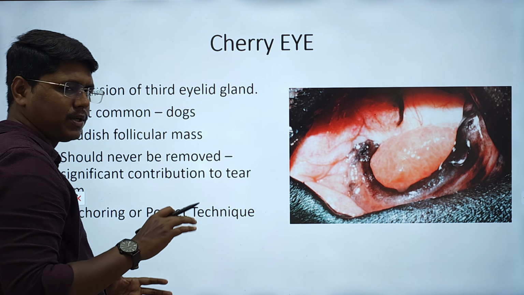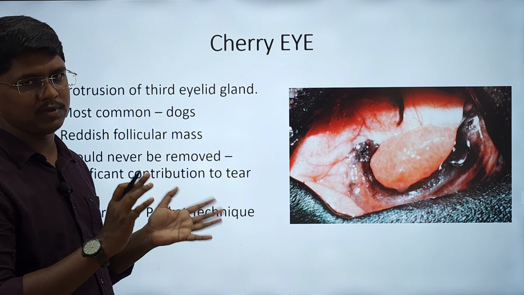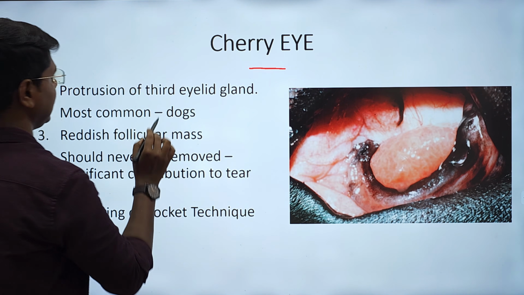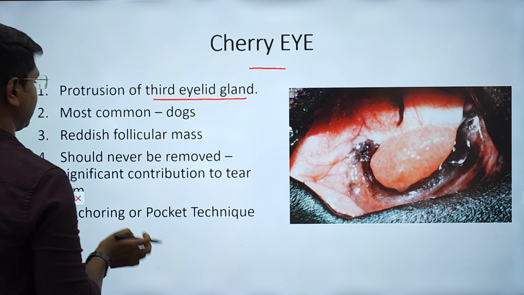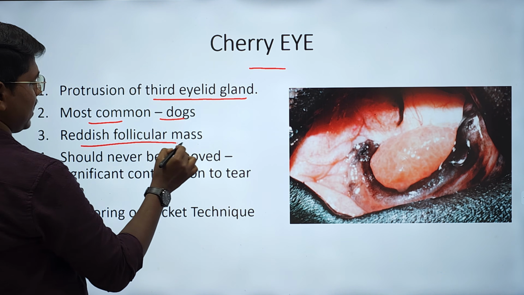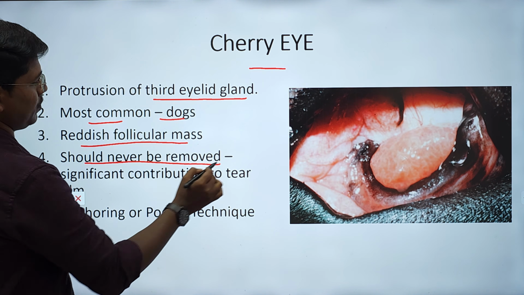You might find this particular condition more commonly in clinical settings rather than the others which we have discussed. Cherry eye is basically the prolapse of the third eyelid gland, or the Harderian gland. Most common in dogs compared to cats. A reddish, pinkish follicular mass, which should never be removed.